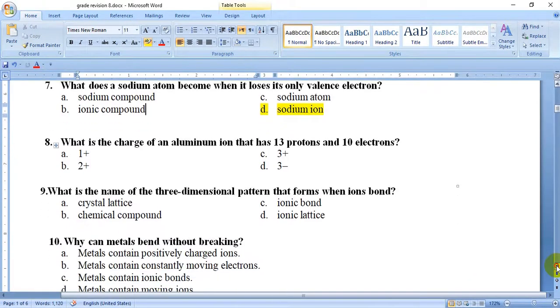Question 8. What is the charge of an aluminum ion that has 13 protons, 13 plus, and 10 electrons, 10 negative? So the overall charge for the aluminum ion will be plus 13 and minus 10, so protons are more than electrons by 3, so the overall charge will be 3 plus, because protons are positive and protons are more than electrons by 3.